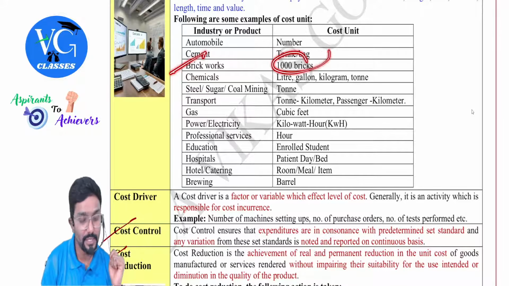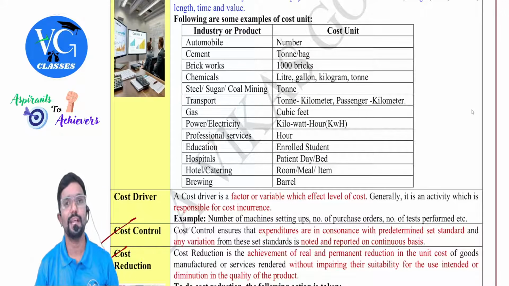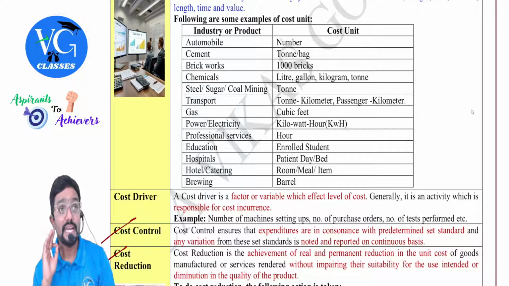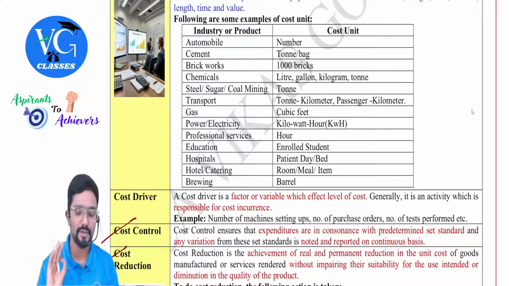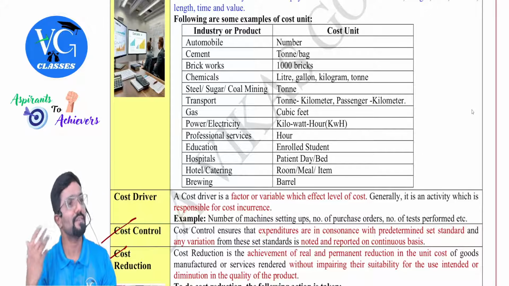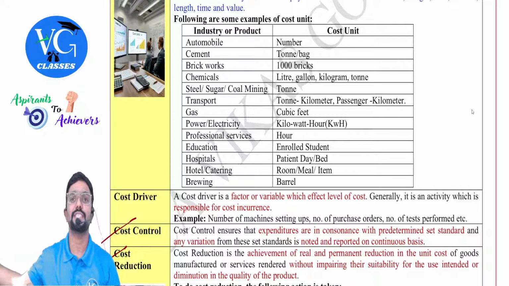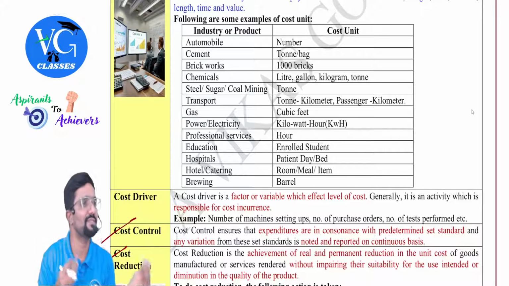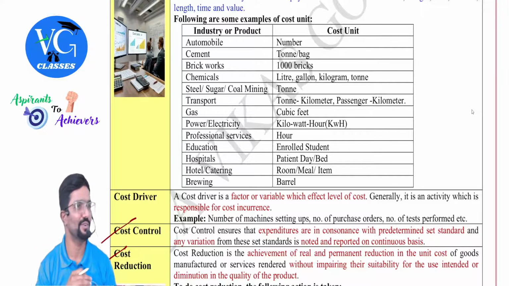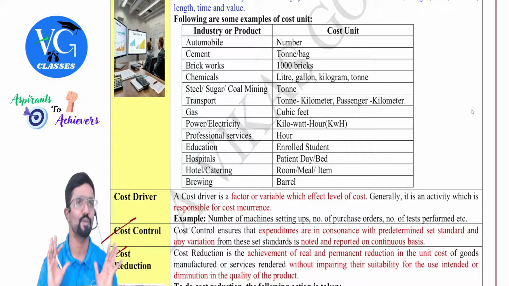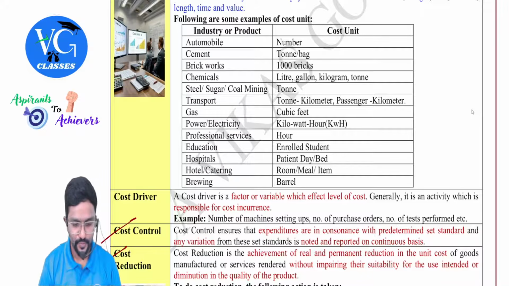Then bricks, per 1,000 bricks. Standard I am telling you. Sir, I purchased only 10 bricks, sir. No, the industry standard is 1,000. Guys, we are talking from the manufacturer point of view or the service point of view, not from the customer point of view. For example, if we purchased 5 kgs of cement, 5 bricks, should we consider that here? No. Clear? So please consider the industry standard point of view.